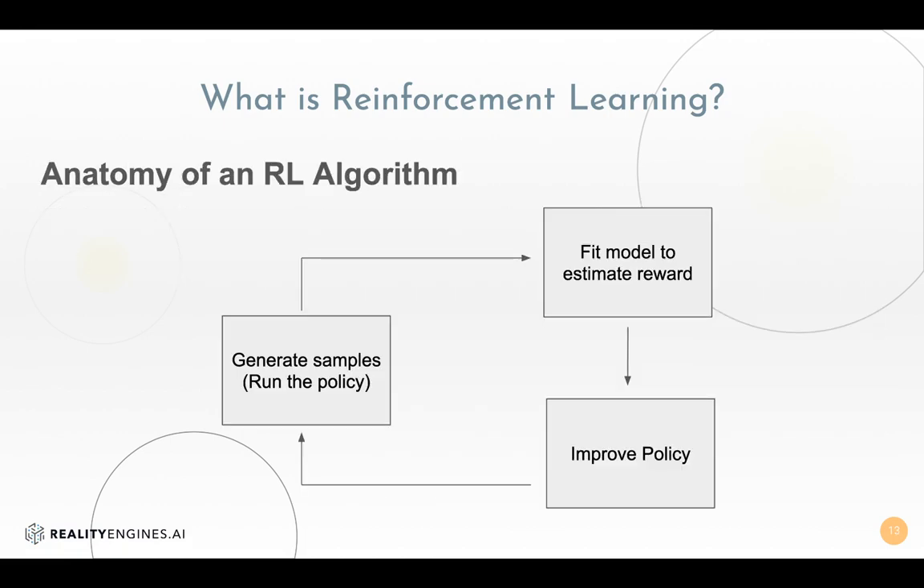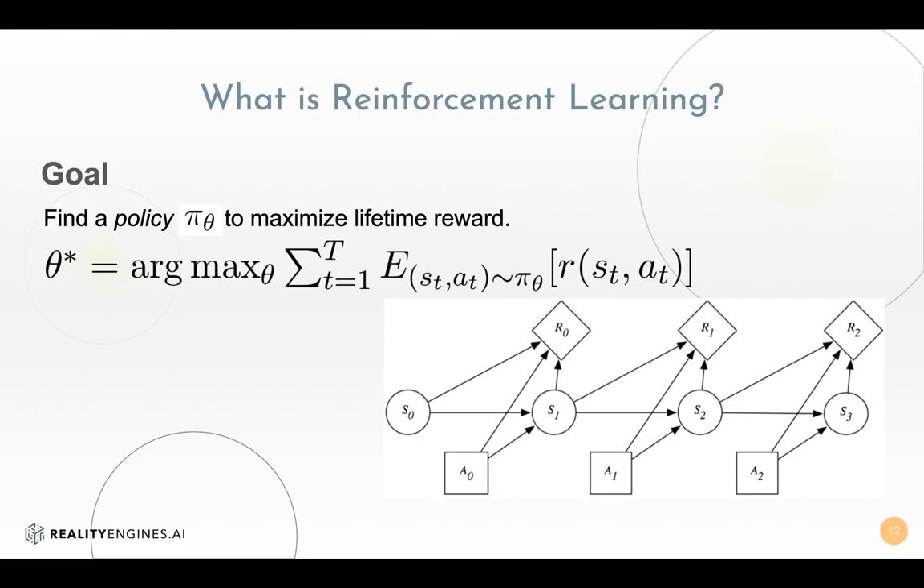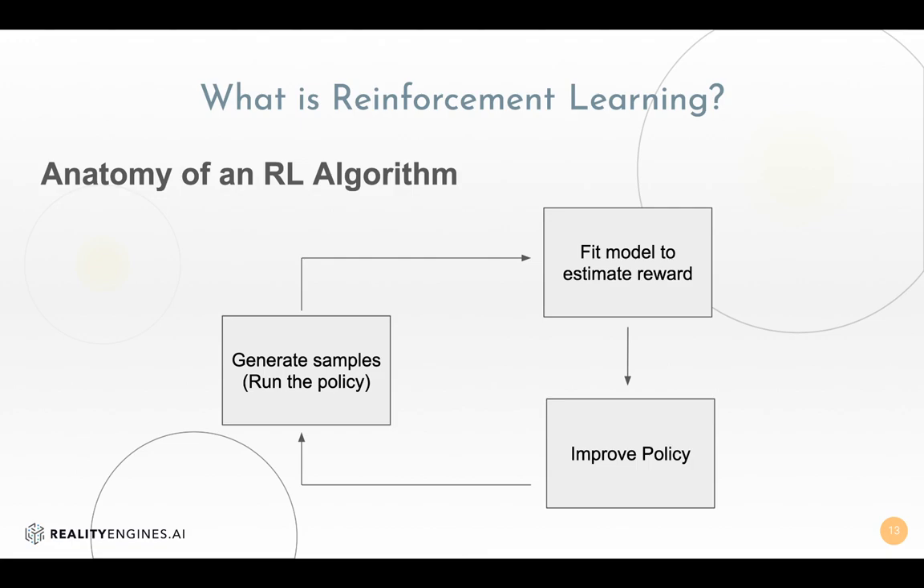So given this goal, we want to figure out how to find this policy. How do we find a policy that maximizes the lifetime reward? There's a vast literature and a large variety of algorithms that we can use, but they all share the anatomy of a three-step cycle. In the first step, we generate a number of samples, or in other words, we run the policy. If I'm an agent in an environment with a certain policy, I just follow that policy and perform my action. I see what reward the environment provides me with, and from there I can fit a model to estimate the reward. Once I have an estimate of the reward, I can then improve my policy.